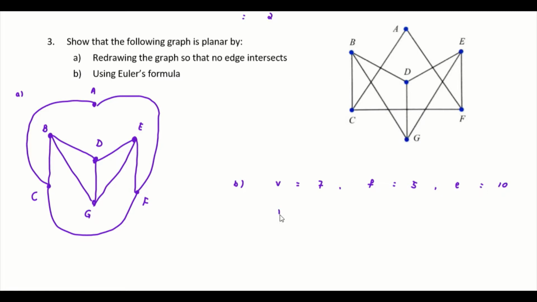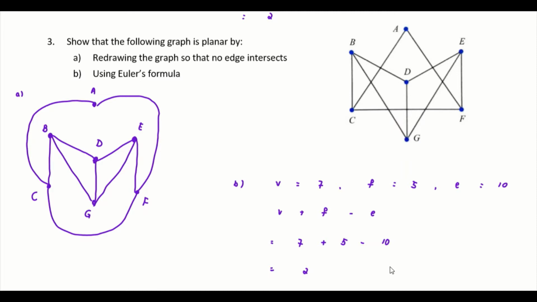Okay, then when we use V plus F minus E, so 7 plus 5 minus 10, then we have 2. So that's why it is shown. Okay, yeah, so that's the idea. Okay, so that's pretty much the important part.